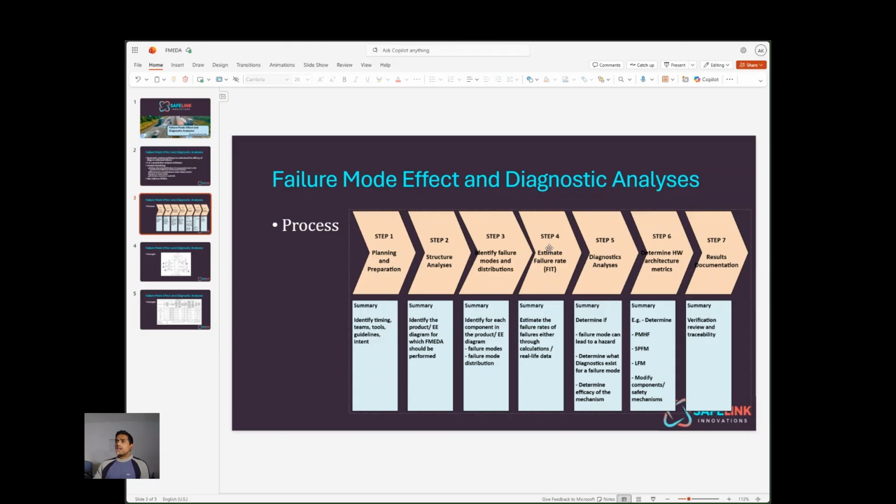Once we've identified failure modes and the distributions, we go to step 5, diagnostic analysis, and we need to determine if a certain failure mode can lead to a hazard. If it doesn't lead to a hazard, good. If it leads to a hazard, then that's a problem. Then we need to determine what diagnostics exist that can detect or prevent the failure mode. And then we need to decide how good a diagnostic is. Can it detect 90%, 95%, 99%, 100%? How good is it?